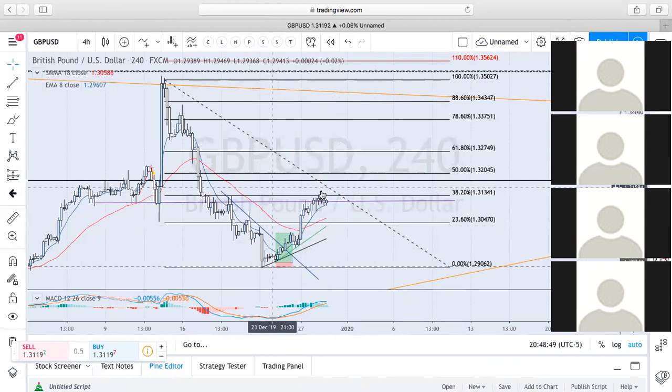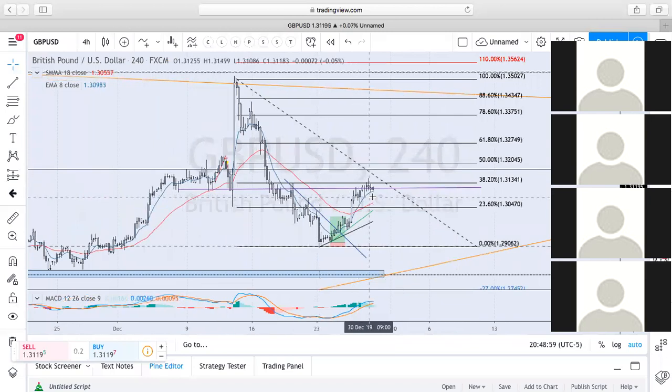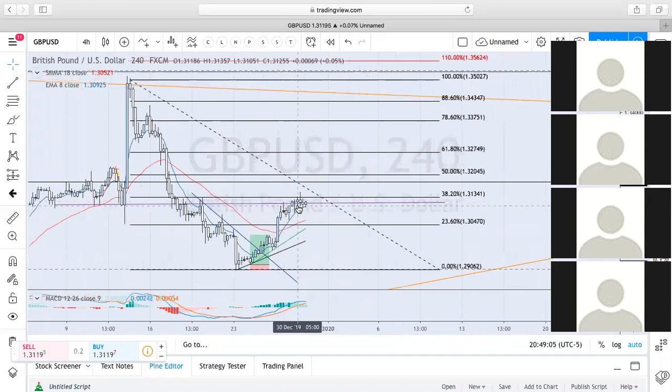So now where price is right here, we're at a strong previous support, now turned resistance level. Does everybody see that? Yes. And we're at the 38.2. So I want to see how price reacts here.